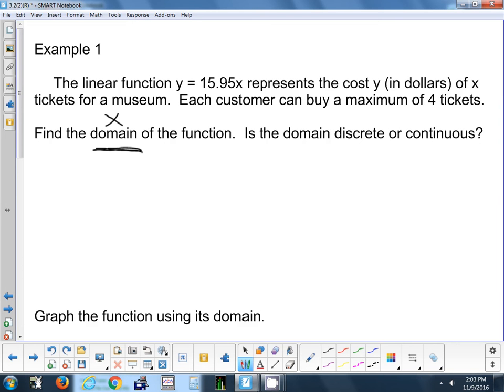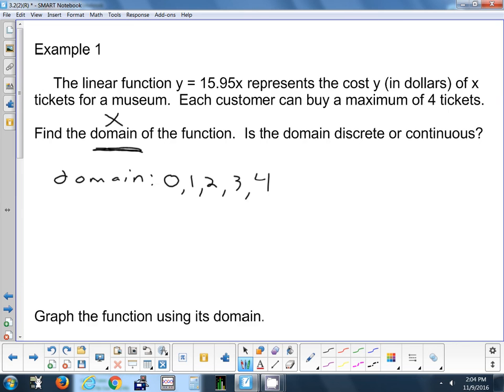Is there a maximum number of tickets that a person is allowed to buy? 4. So when I write my domain, 4 is the maximum number of tickets they can buy. What's the least number of tickets somebody could buy? 0. They could decide they're not going to go to the museum. What else could they buy? They could buy 0 tickets, 1, 2, 3, or 4.